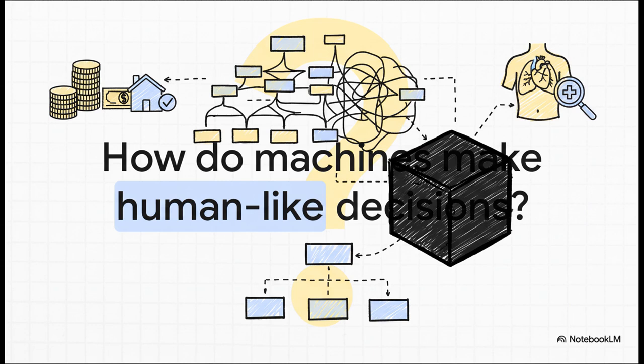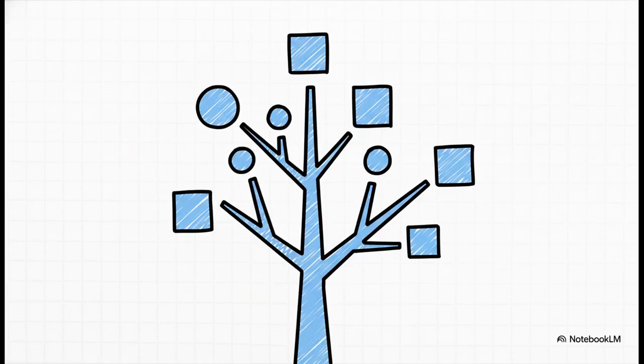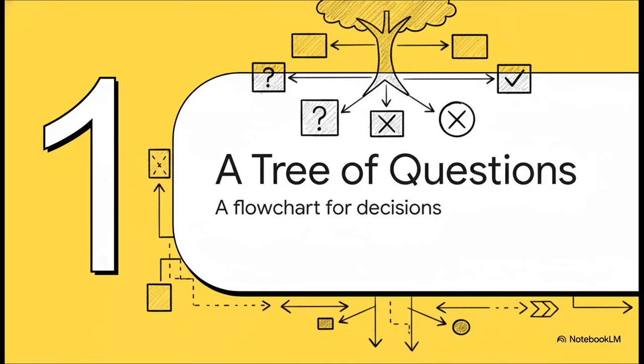A bank approves a loan, a doctor's app suggests a diagnosis, and you might be picturing some kind of super complex sci-fi black box doing all the work. But what if I told you the whole idea is based on something you do literally every single day? It's just a simple, branching set of questions and answers. And that right there is the big idea behind a decision tree. Okay, let's dive into it.